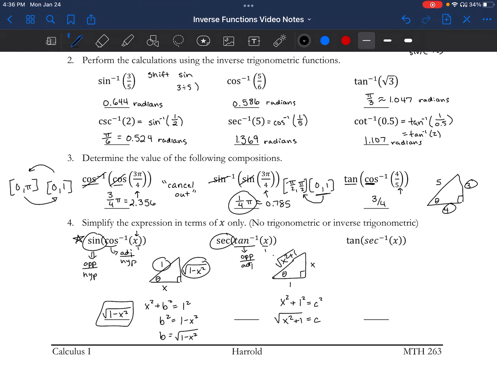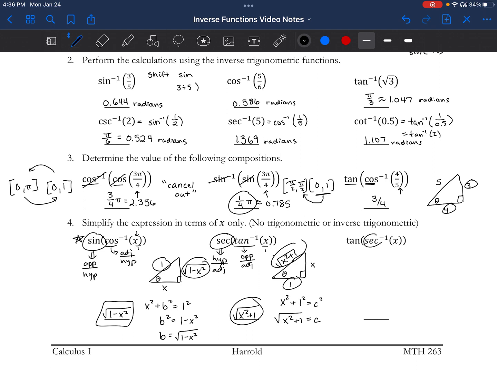Now, I want to do secant. It's important to remember that secant is the reciprocal of cosine. Cosine is adjacent over hypotenuse, so secant is hypotenuse over adjacent. My hypotenuse, which is that side, over the adjacent, which is this side, gives me the square root of x squared plus 1 over 1, or just the square root of x squared plus 1. There's that final answer. And the question becomes, what happens if I flip it around? Do I get the same answer, or something different?